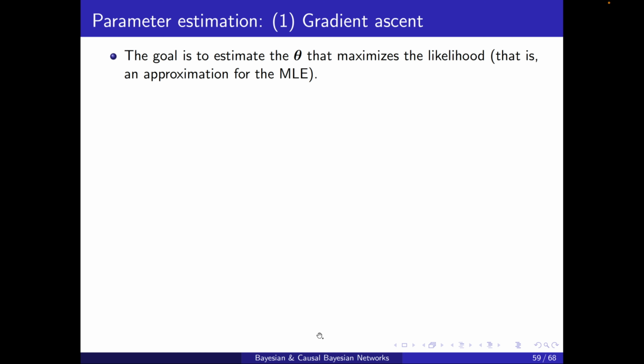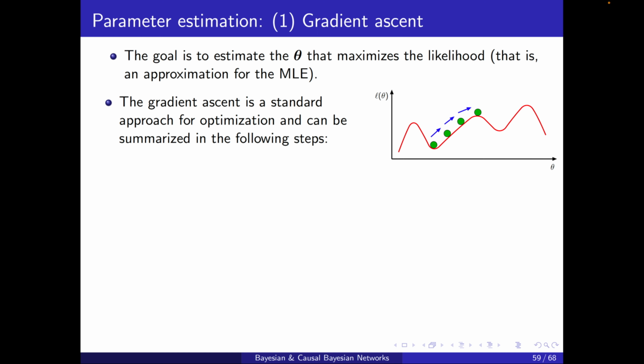So what is gradient ascent? The goal is to estimate theta that maximizes the likelihood. So this is basically an approximation for the MLE. In the MLE, we could get the exact value. Here, we're going to get an approximation. How does it work? We can summarize it in the following steps.